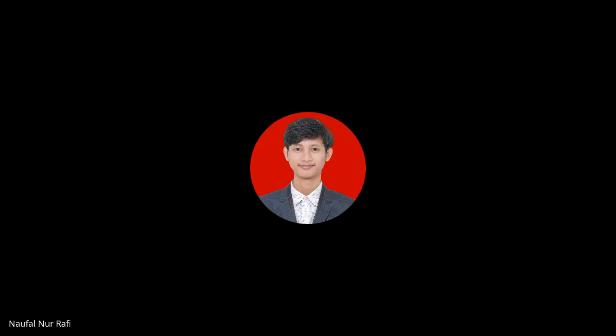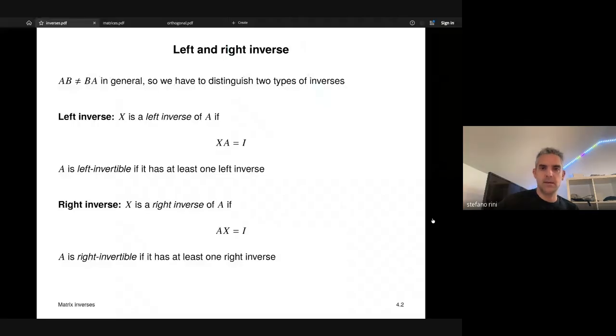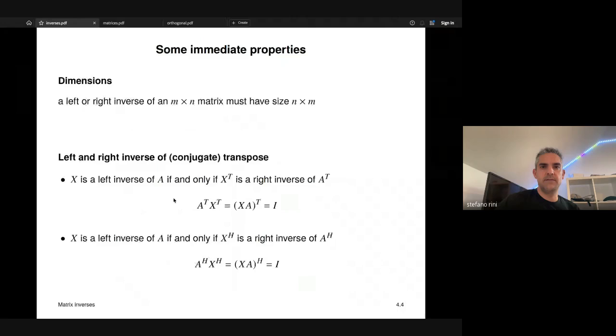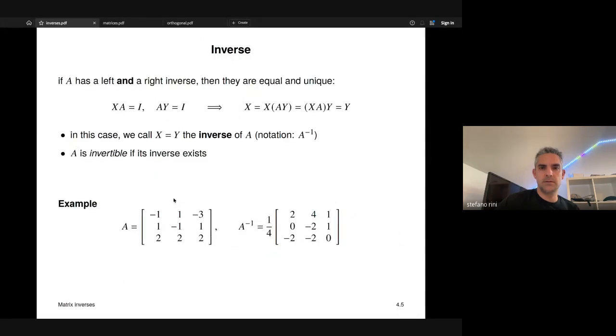It's a black screen again. Why does it do this to me? Let's see. Thank you, Nafal. Let's see if it starts over. Yeah. Okay, good. So left inverse and right inverse. We're good.